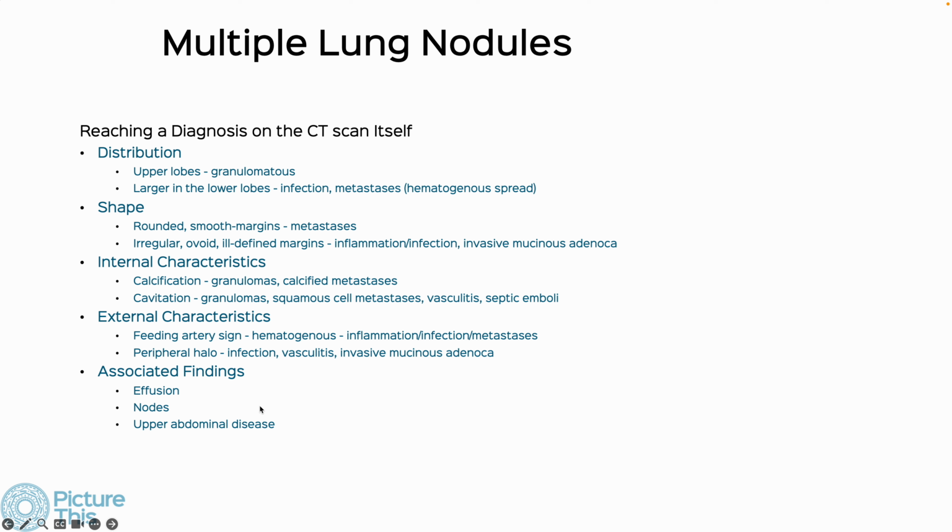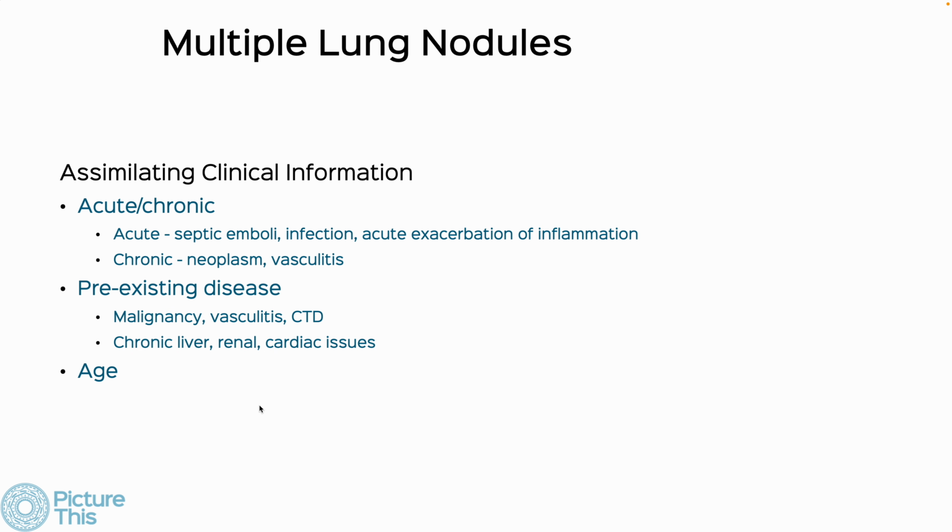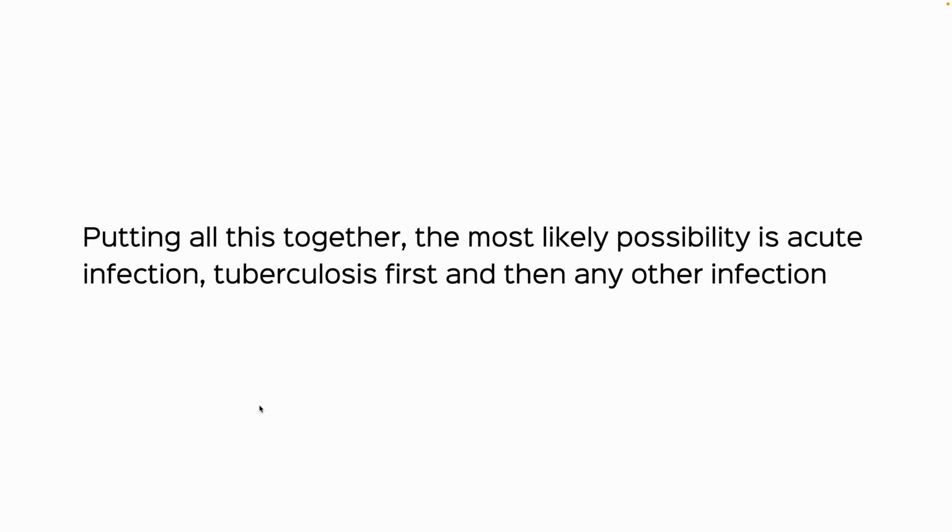So our patient basically has necrotic lesions, ill-defined margins, mass-like but with air bronchogram. So they're basically pneumonic lesions but rounded with effusion and nodes, and it's an acute condition. So if you put all of this together, the most likely possibility is infection. And given that this is India, tuberculosis would be first.